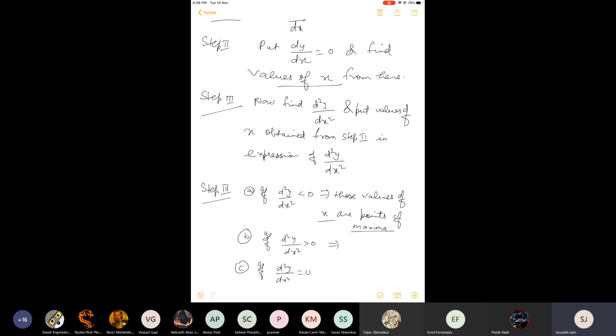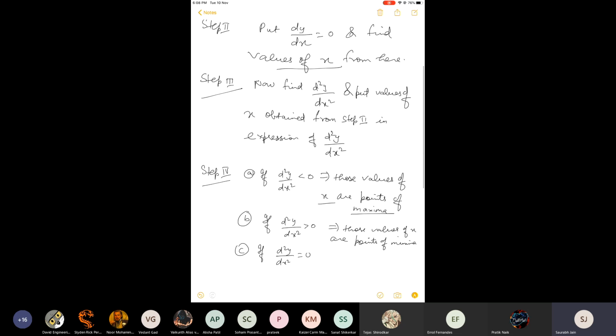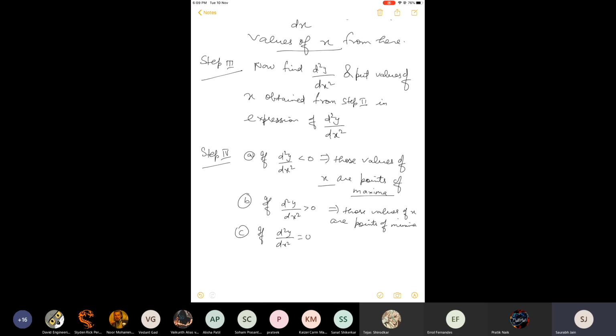For positive, those values of x are points of minima. And in the third case, when it is zero, this will be a point of inflection, provided the third derivative is non-zero. So it is written in much detail in the notes. Just to understand this part.